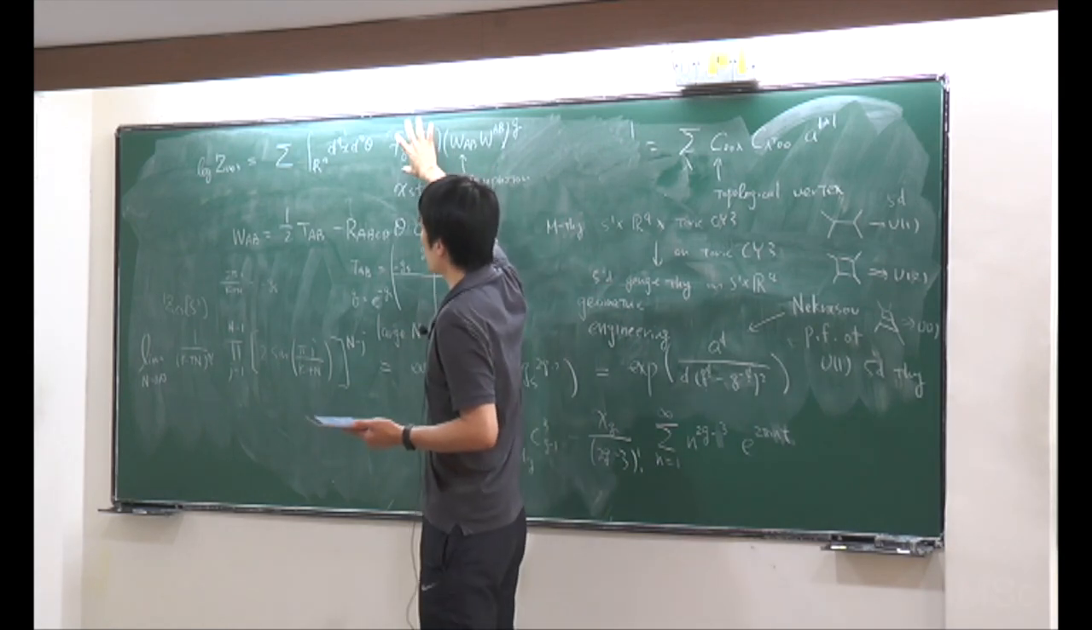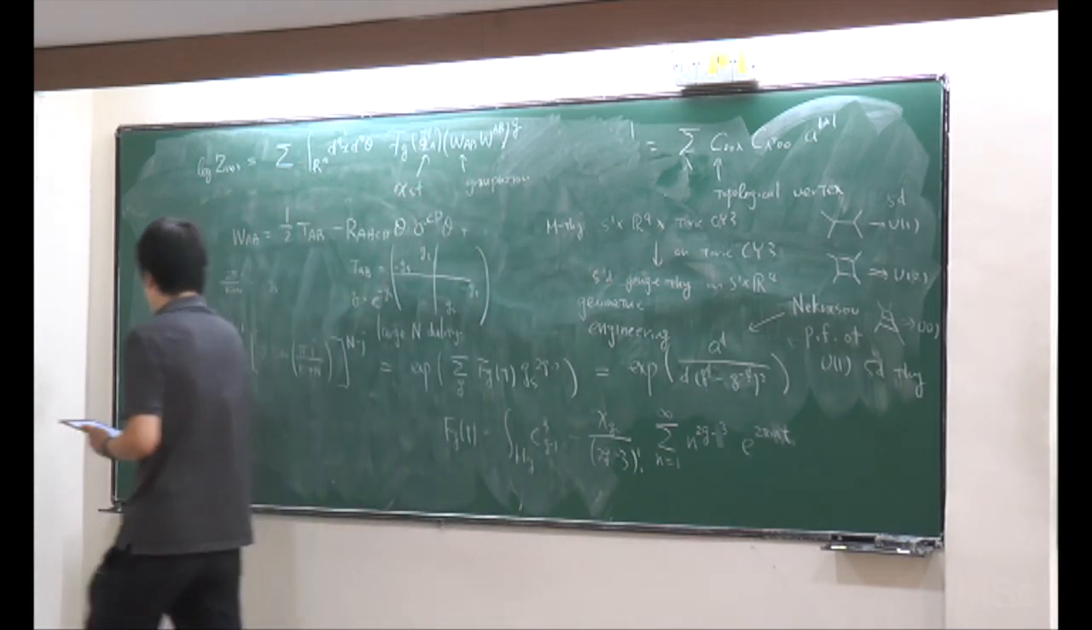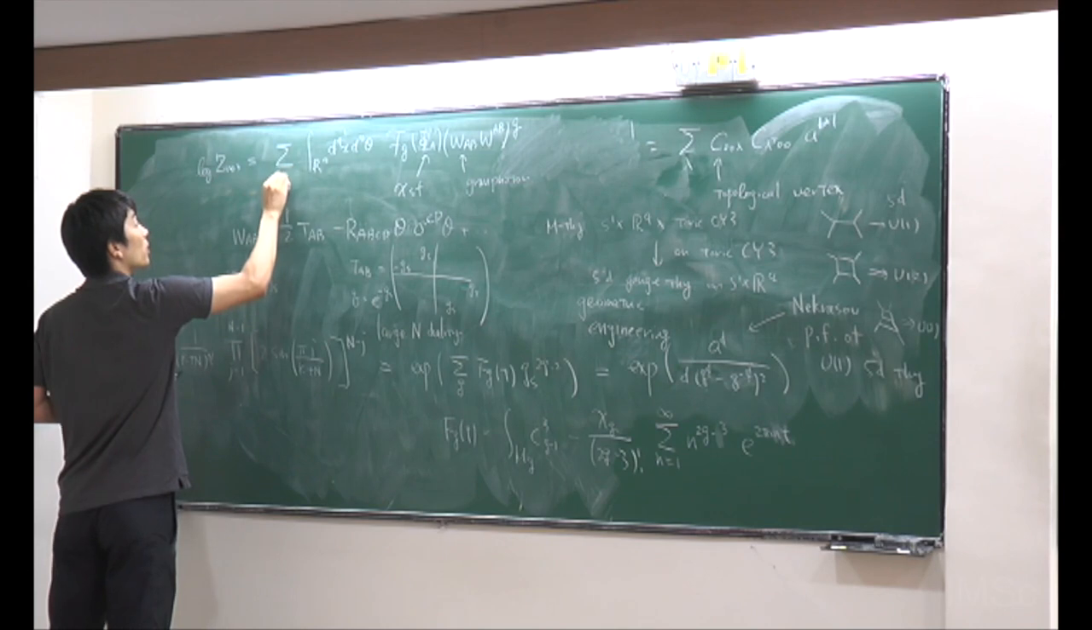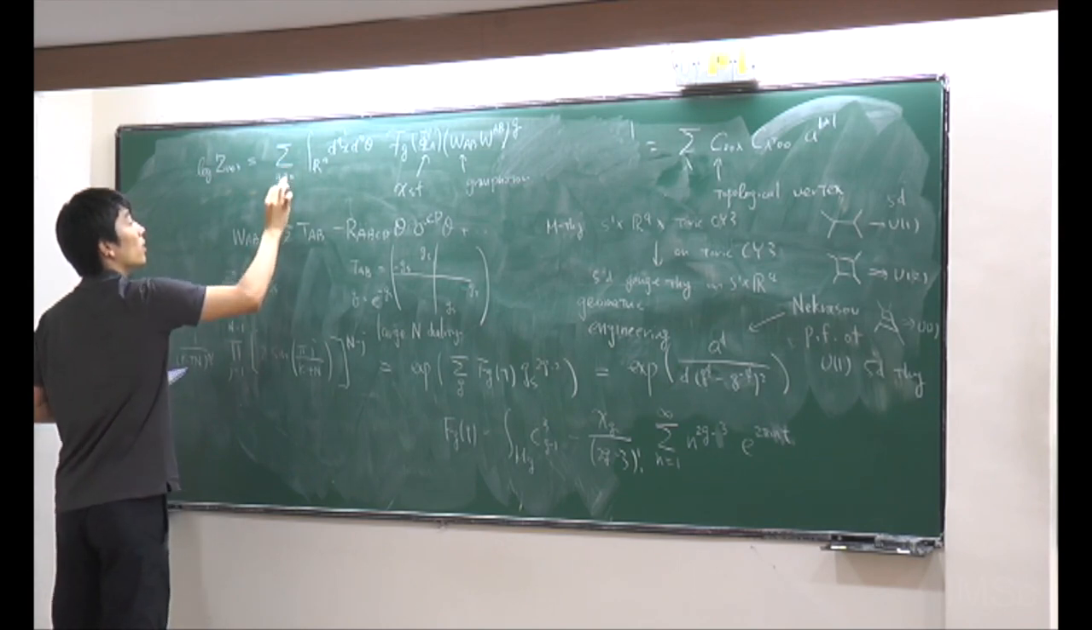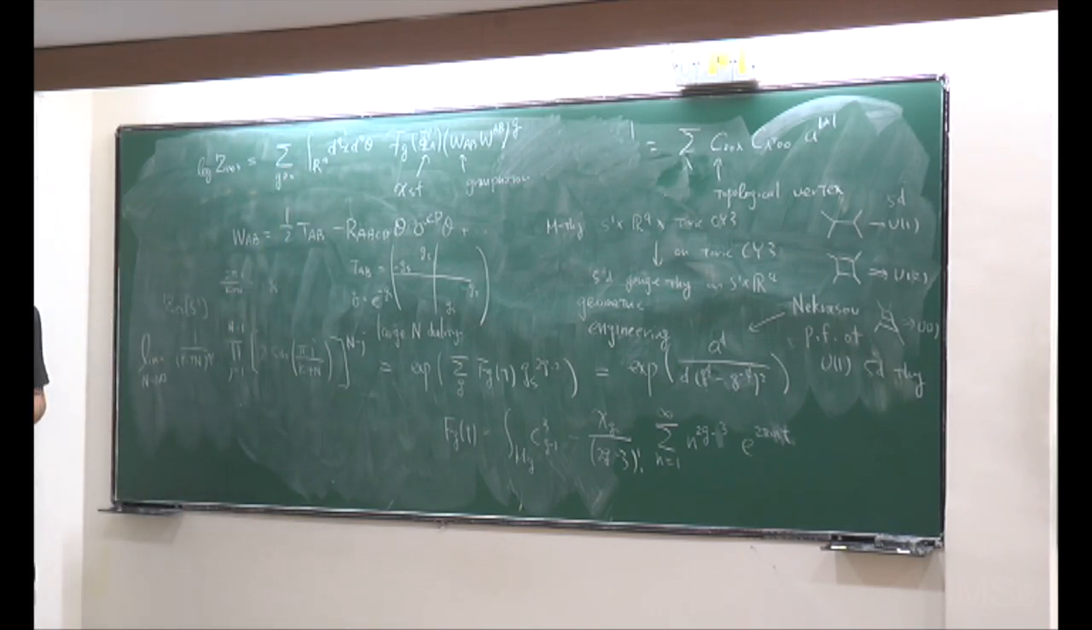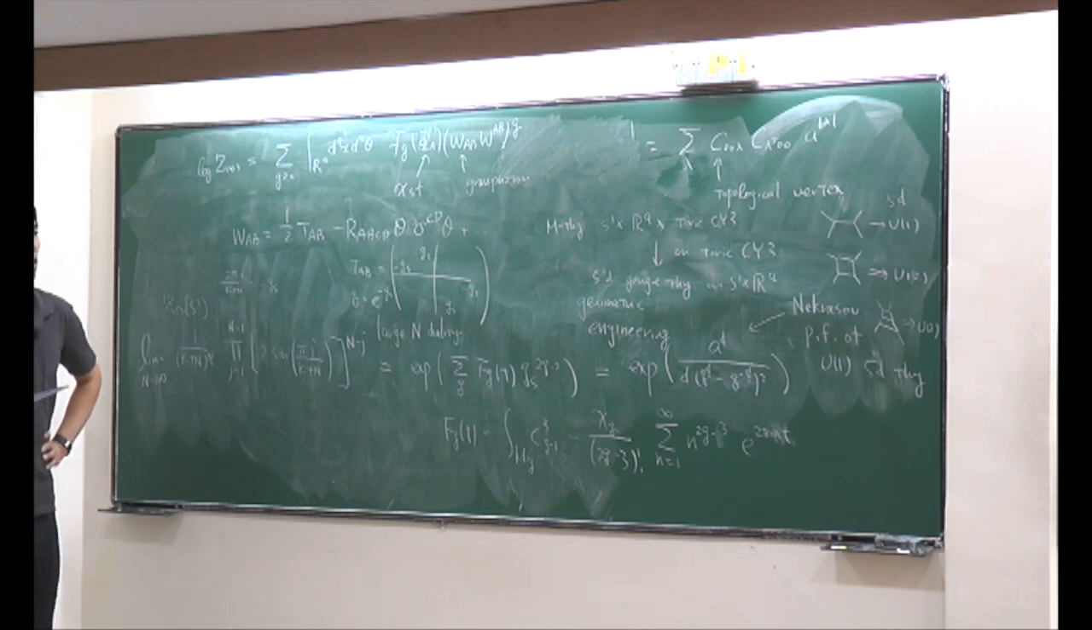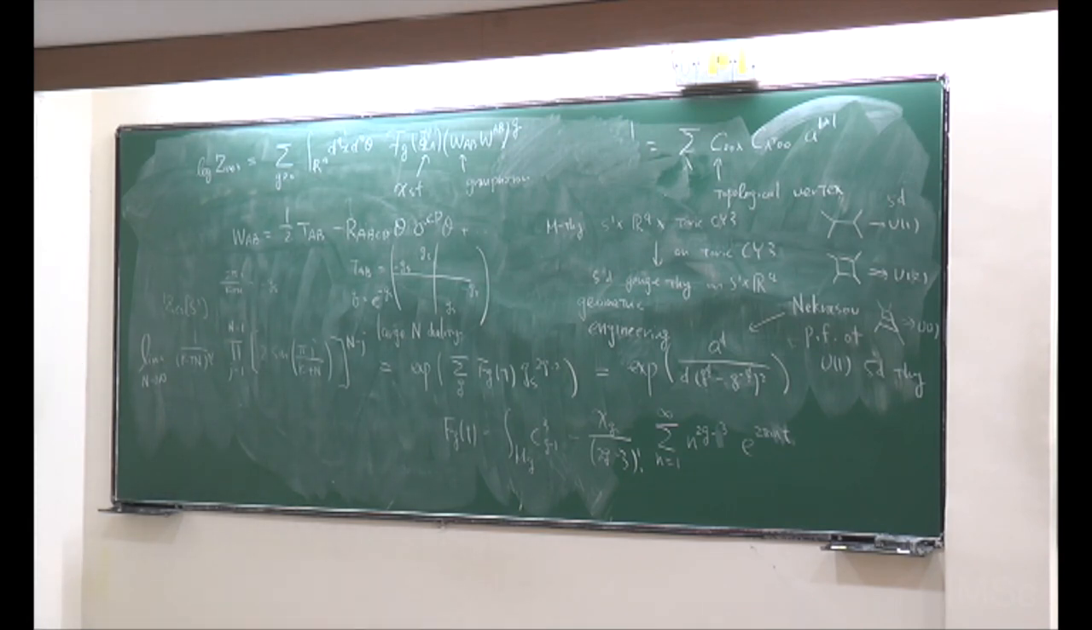This one is just ordinary string perturbation theory, cross string perturbation theory. Why is there no graviphoton in the resolved conifold?